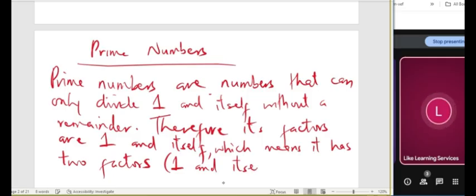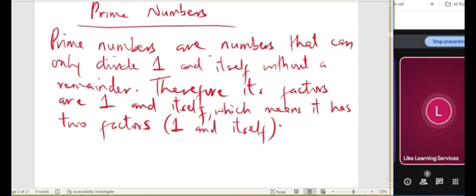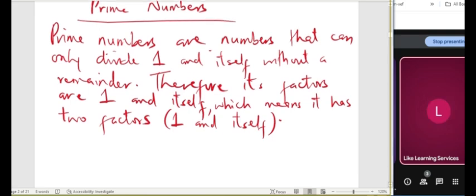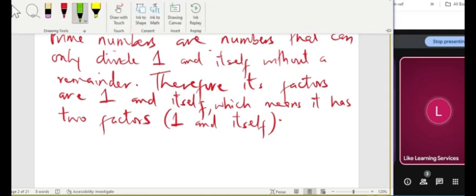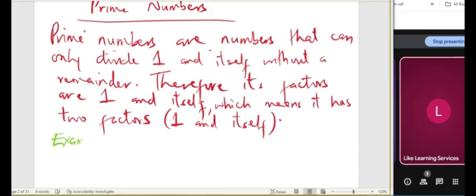So what are the prime numbers? Let's list the prime numbers between 0 and 20, numbers that can only divide itself and 1 without a remainder. Give me the prime numbers between 0 and 20.